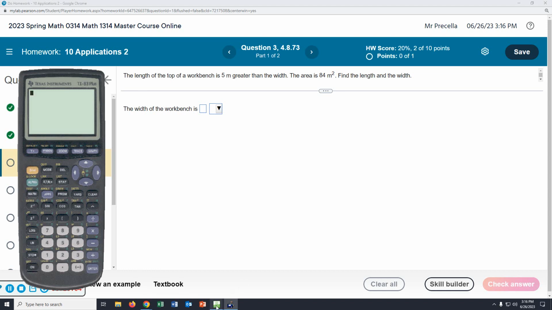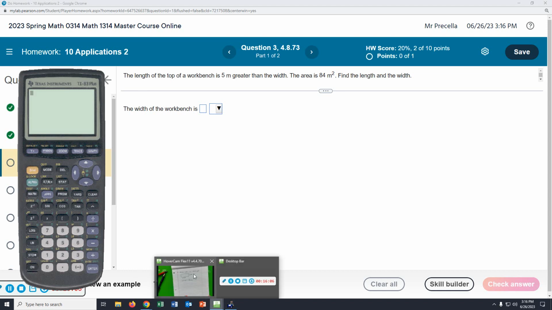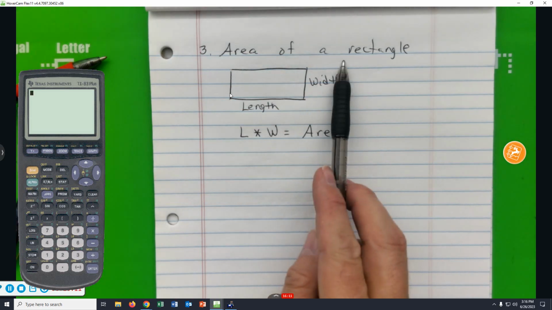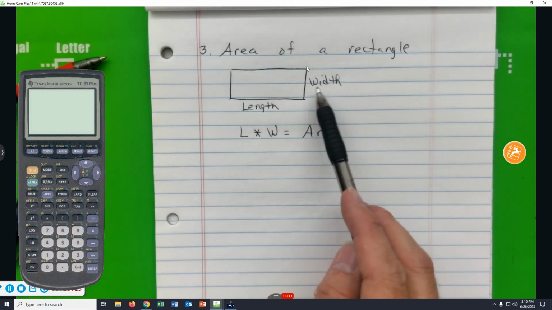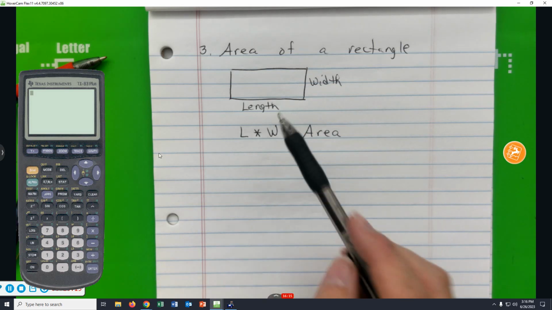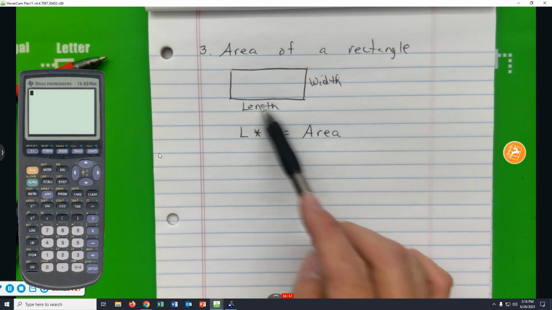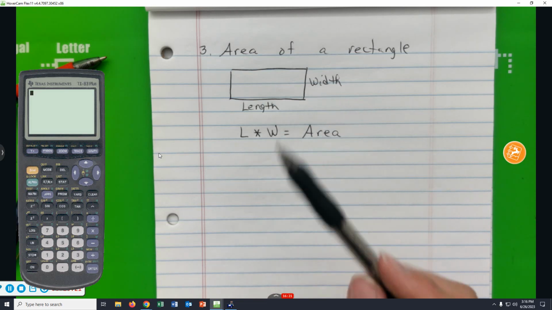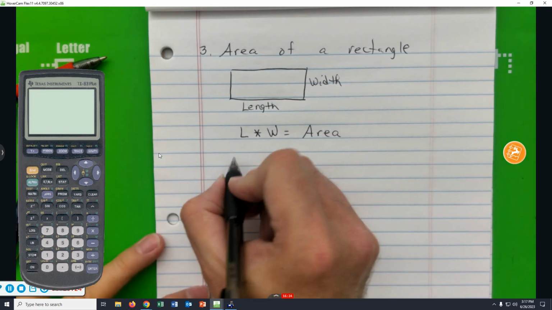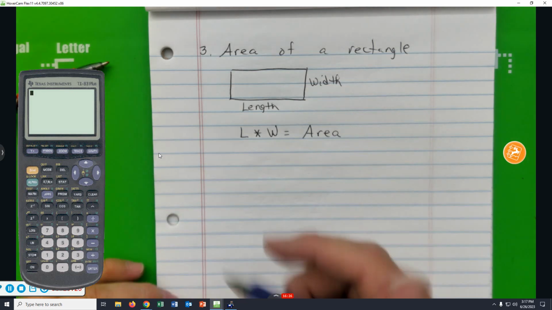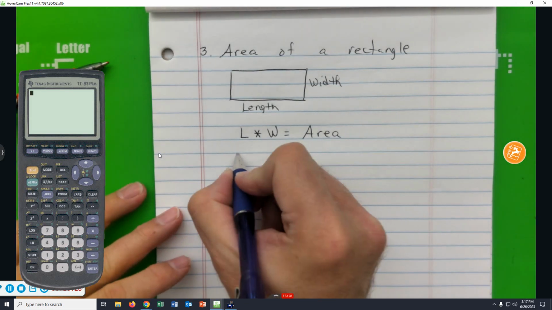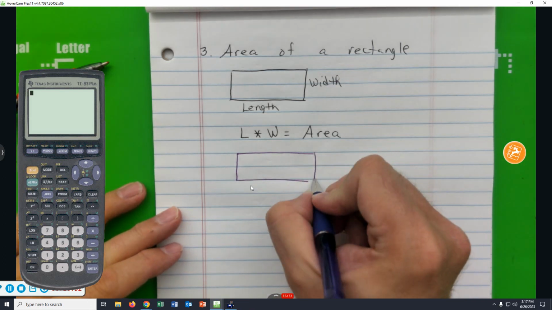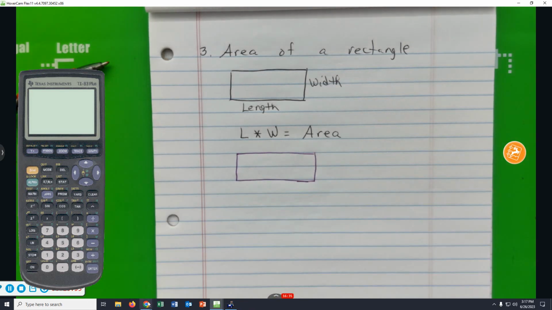So let's switch over to the paper. I just wanted to review the area of a rectangle formula. A square is just a special case of this, length times width, but with a square they're the same amount here and here. On this problem number 3 that we have, our rectangle. I'm going to switch back so they can read the problem again.